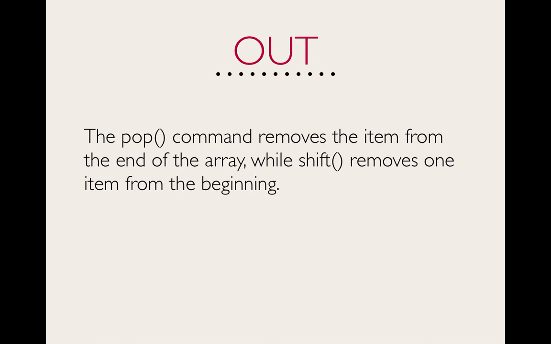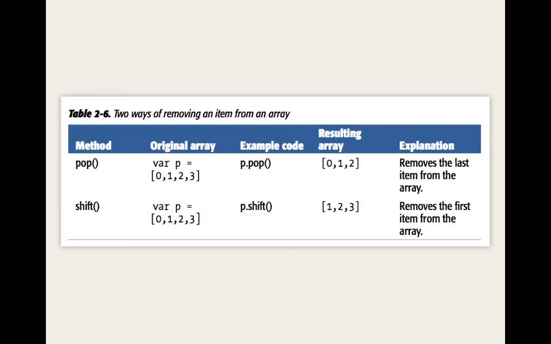So to get things out, you pop them out. A pop command removes the item from the end of the array, while shift removes one item from the beginning. At least you've got push and pop at the end and shift and unshift at the beginning, and you can kind of remember them in pairs like that. Half the time when you start doing this, you're going to look them up every time you use them. Don't worry about it. That's why you're making a cheat sheet with these, so you can look them up very easily. So pop removes the last item from the array, like push pushes it onto the end of an array. Shift removes the first item, just like unshift places something in the first item.